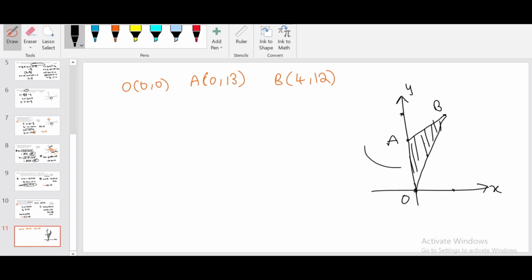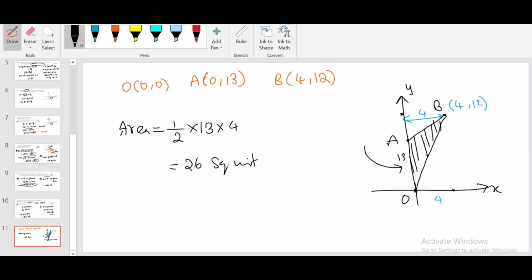So if you take this side as the base, the y coordinate of A is 13, so this length is going to be 13. So area is equal to half base times height. Height is the perpendicular distance from the third vertex to the base. So B has coordinates 4, 12, so this is 4, right? That's the height. So you will get 26 square units. That's the area.